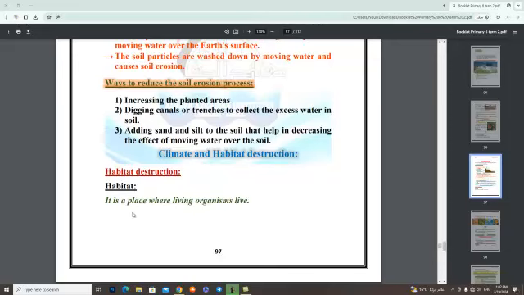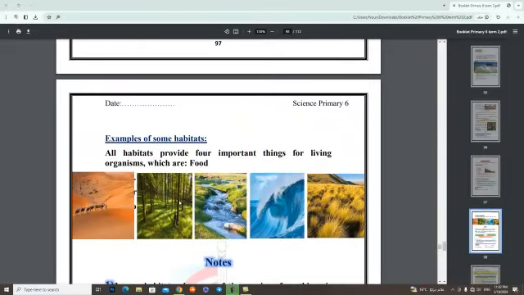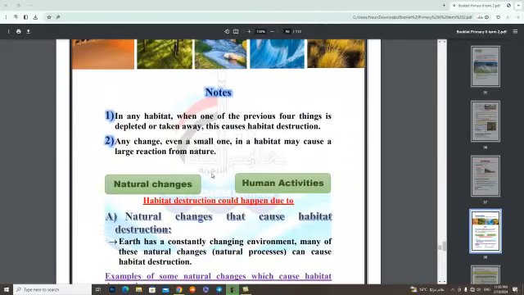A habitat is a place where living organisms live. Examples of some habitats. All habitats provide 4 important things for living organisms, which are food, water, shelter, and space. Note, in any habitat, when one of the previous 4 things is depleted or taken away, this causes habitat destruction. Any change, even a small one, in a habitat may cause a large reaction from nature.